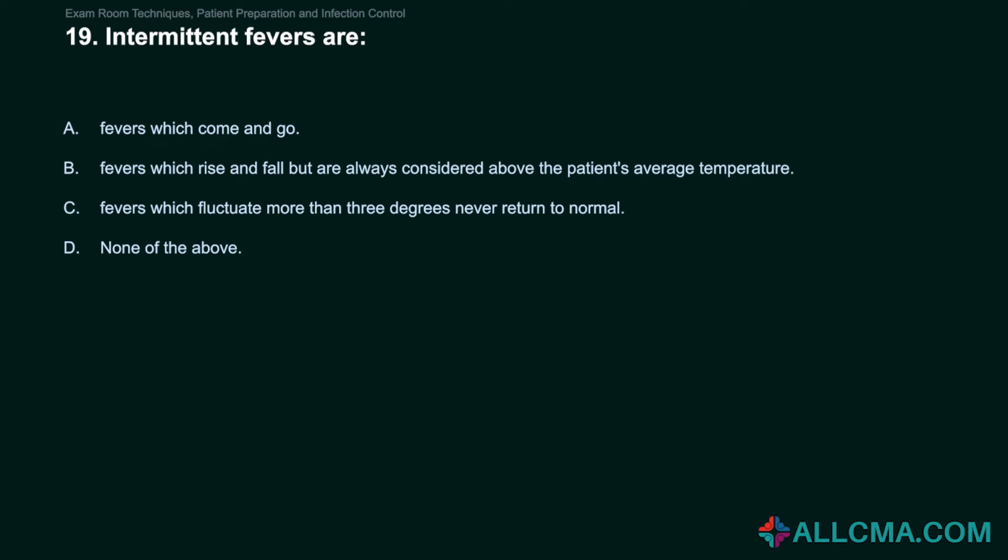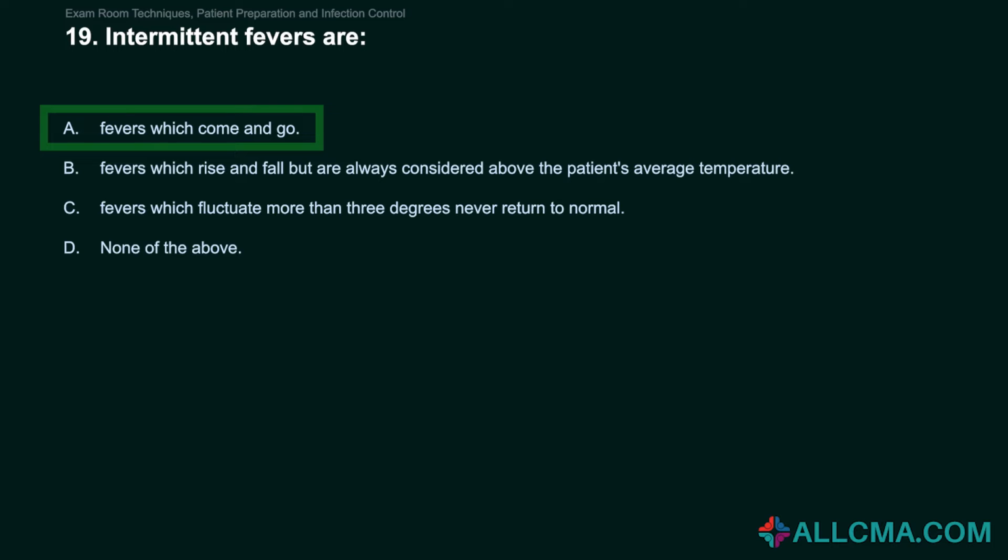19. Intermittent fevers are: A. Fevers which come and go. B. Fevers which rise and fall but are always considered above the patient's average temperature. C. Fevers which fluctuate more than 3 degrees never return to normal. D. None of the above.